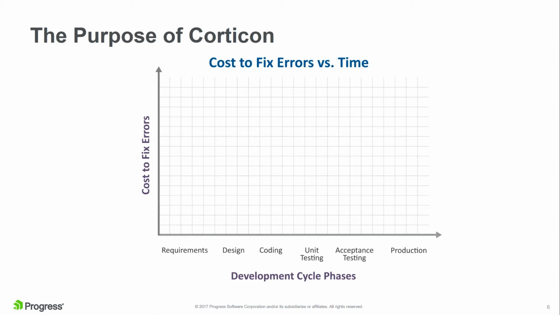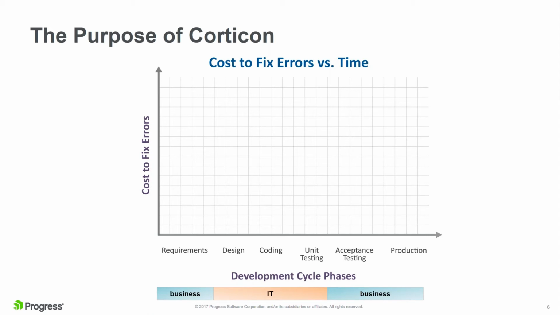And we've got our time sort of divided up into the typical phases of development, all the way from requirements on the left, all the way to deployment and production on the right. And on the vertical scale here, we have a measure of how expensive it is to fix problems. And the point of this chart here is that there are different people involved along the way.